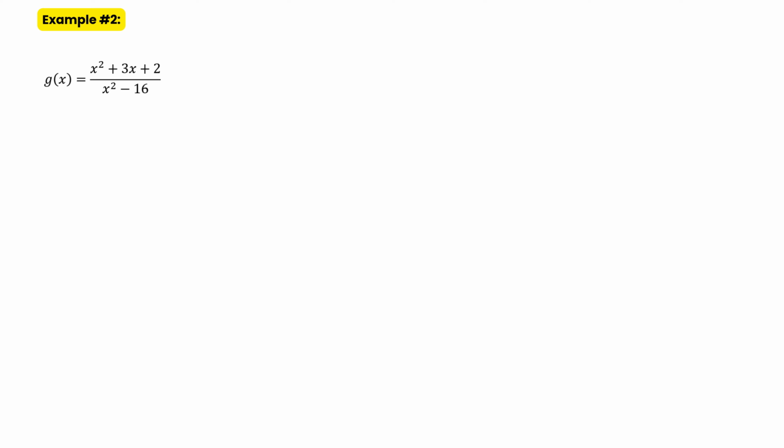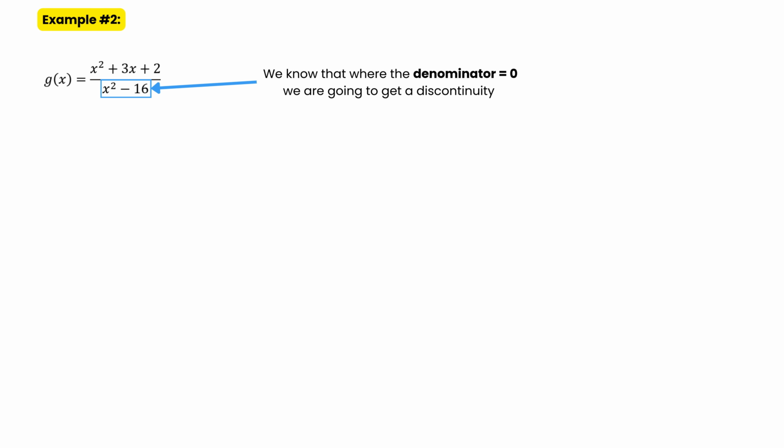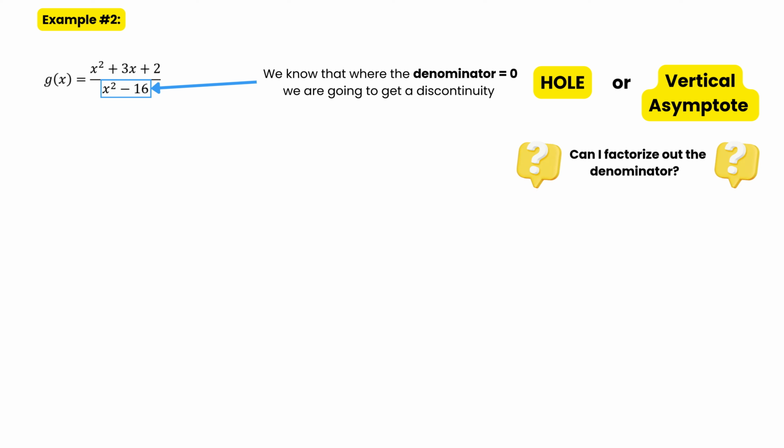Example 2. In this example, we can once again see that there are possible discontinuities because we're working with a fraction, and we know the denominator can't be 0. So at any x value that makes the denominator equal 0, we're going to have issues, in other words, discontinuities. Now the question is, are these discontinuities holes or vertical asymptotes? To figure that out, we ask the same question as before. If we factor and the denominator cancels out, then it's a hole. If we factor and can't cancel the denominator, then it's a vertical asymptote.